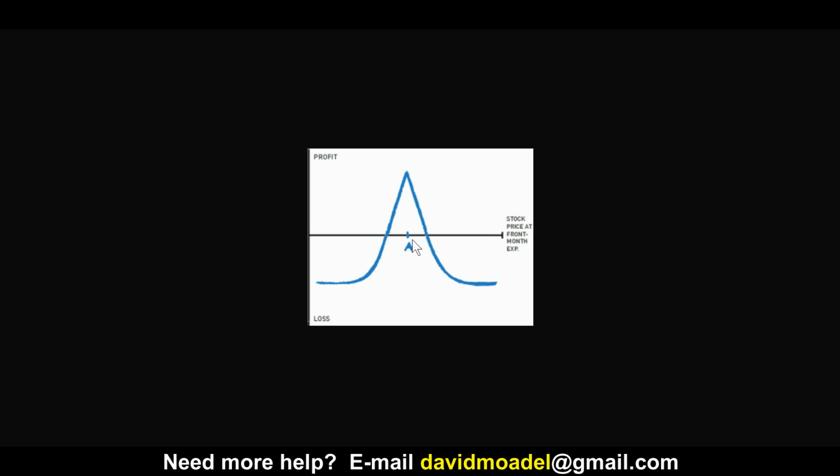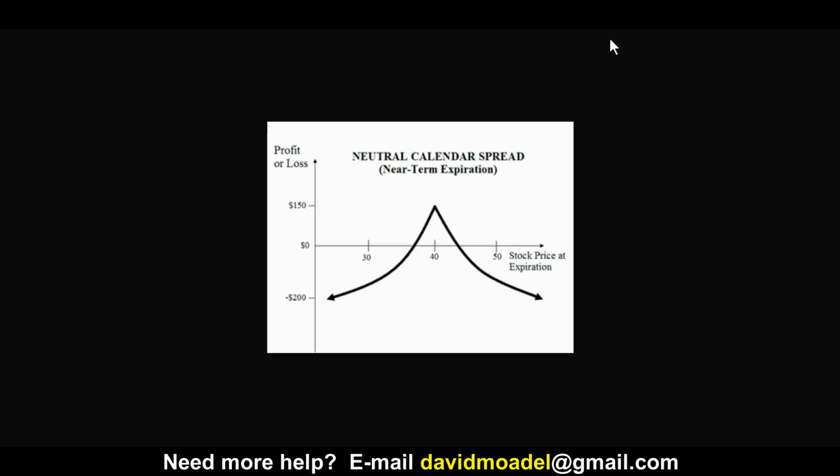Stock price at front month expiration. You need it to stay the same, right, to make your max profit. If the stock goes down a lot before the front month expiration, you could lose money, right? If it goes up a lot, also, you can lose money, which is really interesting. All right, here's another one. This is from theoptionsguide.com. Again, stock price at the expiration of the one that you sold, the front month near-term expiration. All right. So if the stock stays the same, you can do well, right?